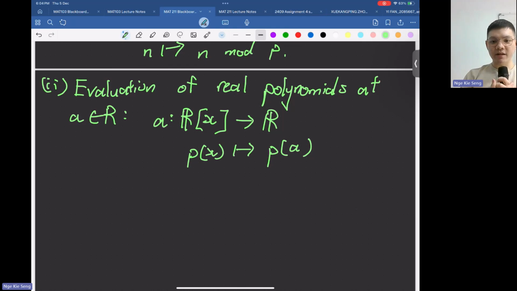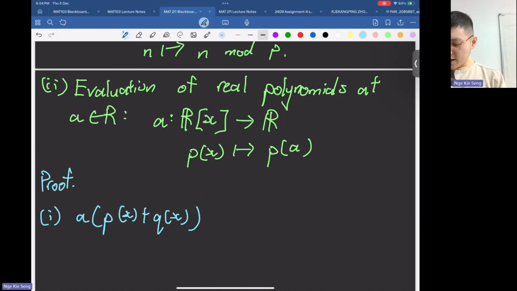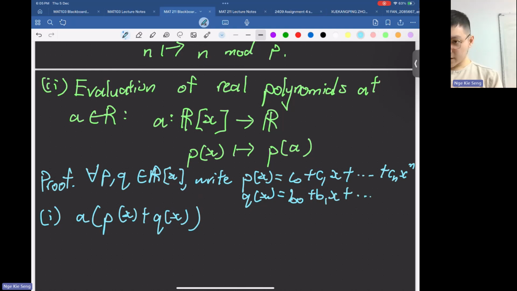Okay, so let's prove that this is a ring homomorphism. This is more important and more interesting. First, we need to show that this respects addition. So let's take two polynomials and add them together. To do that, we need a general form of a polynomial. So I write p(x) equals c0 plus c1x plus dot dot dot plus cnx^n, and then q(x) equals b0 plus b1x plus dot dot dot up to bmx^m. Potentially they are different polynomials.